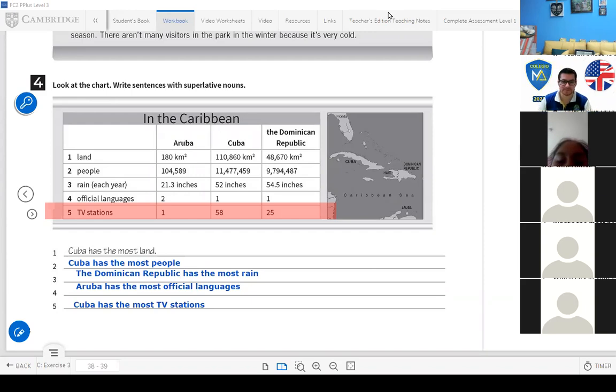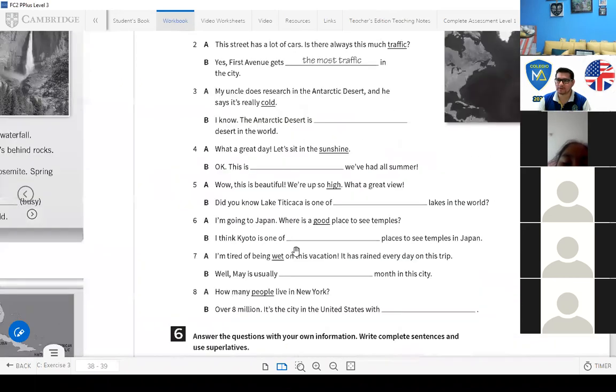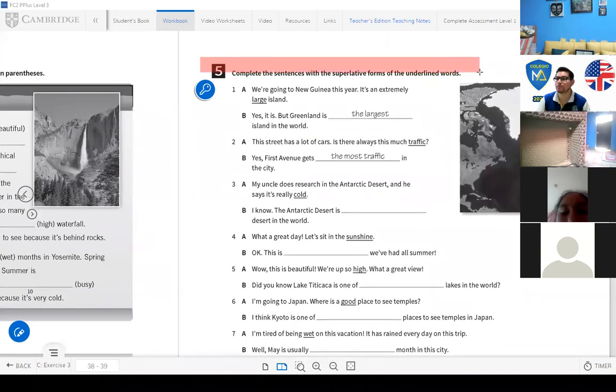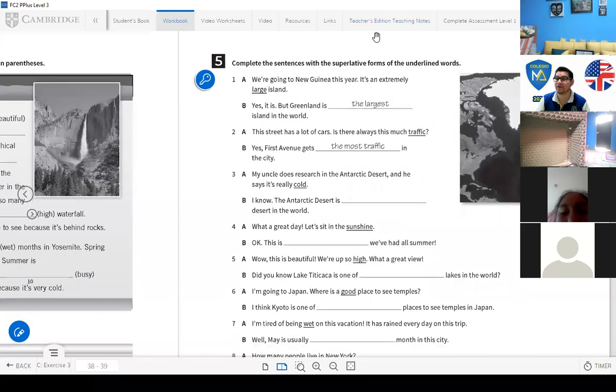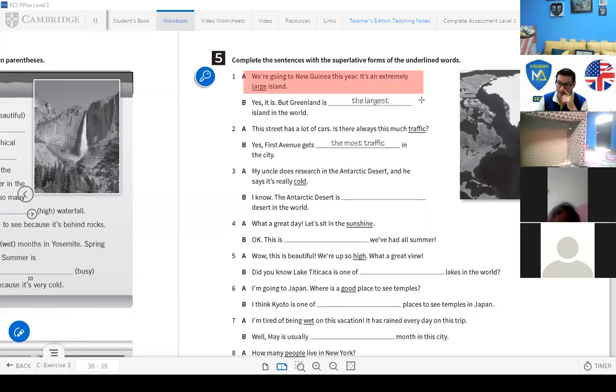Finish? Yes, let's continue. Let's go to the next part, yeah? Let's work here. This is to complete this part, yeah. Complete the sentences with the superlative form of the underlined words. Okay, we have here, for example, no? Greenland, okay, Greenland. We are going to New Guinea this year. It's an extremely large island.